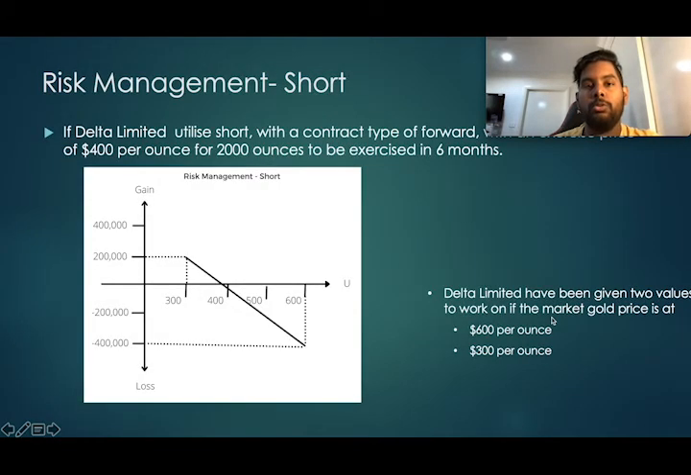Moving on to risk management short, if the price is $600 per ounce, they have a loss of negative $400,000, and if it's $300 per ounce, it will be a $200,000 gain.